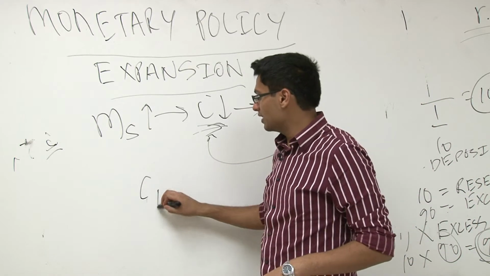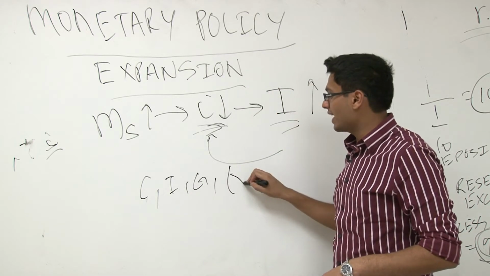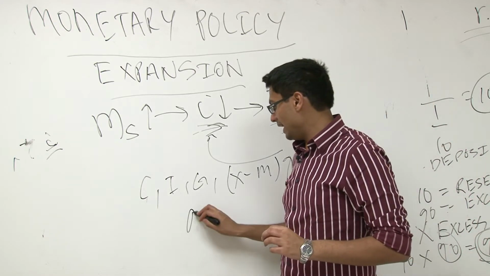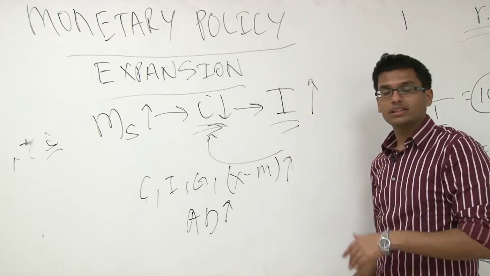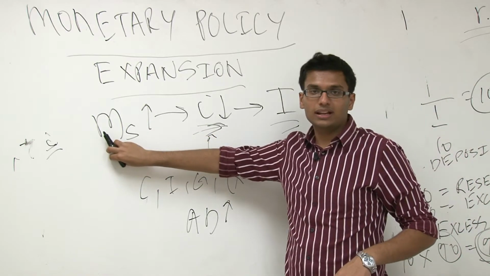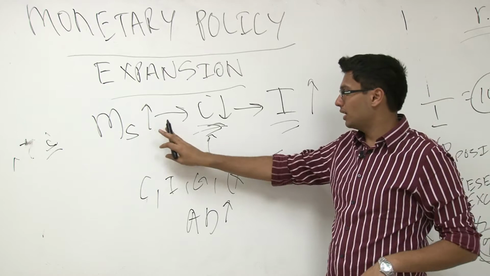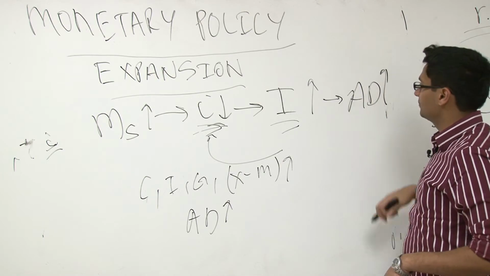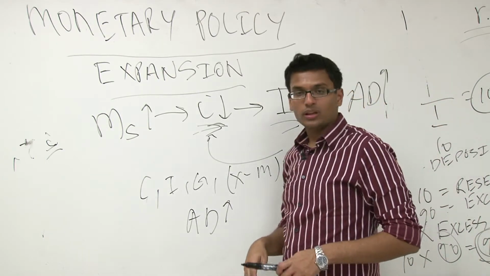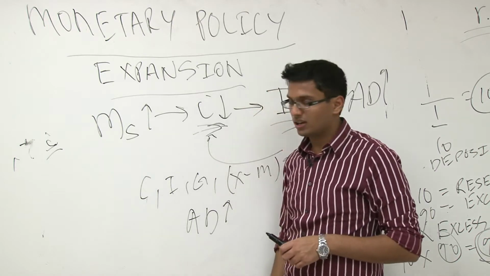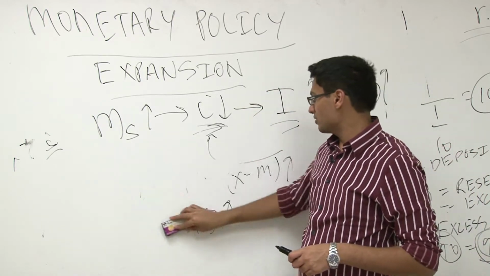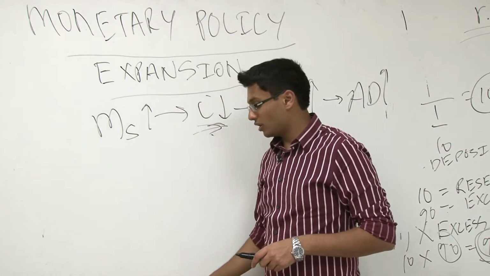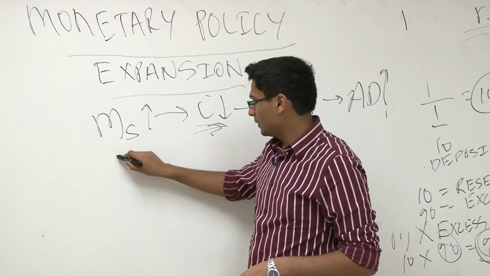Now everyone remembers that if C, I, G, or X minus M goes up, what's the immediate effect that takes place? AD goes up, right? And this is how we get to link monetary policy to AD. We have MS going up, i going down, investment going up, and then we see that AD actually goes up, okay? And that's how expansionary monetary policy works. But let's look at this on a graph, okay? So let's first start with the money market.